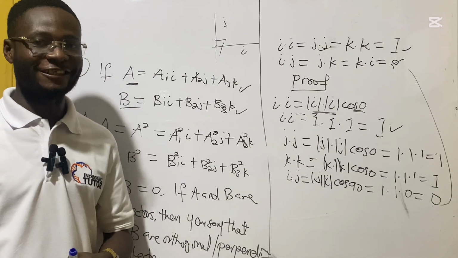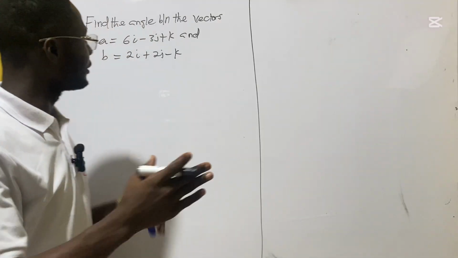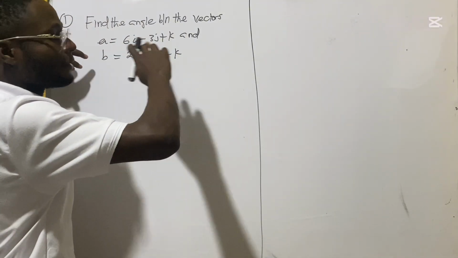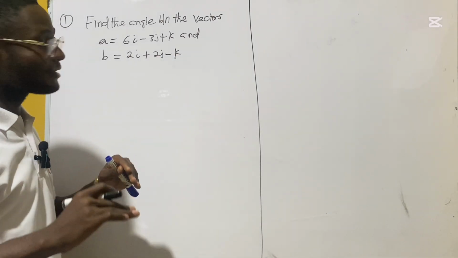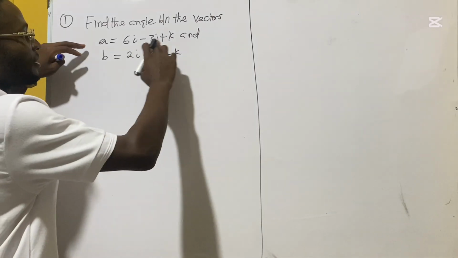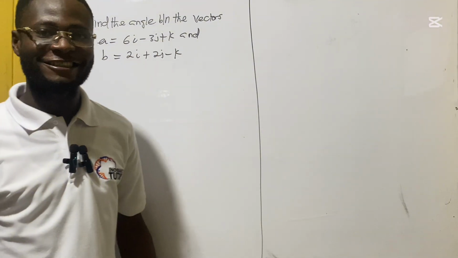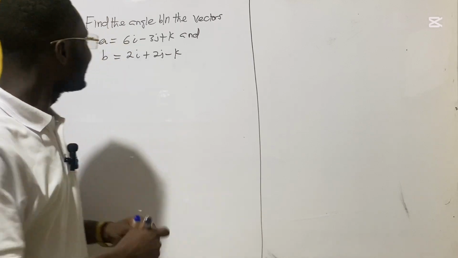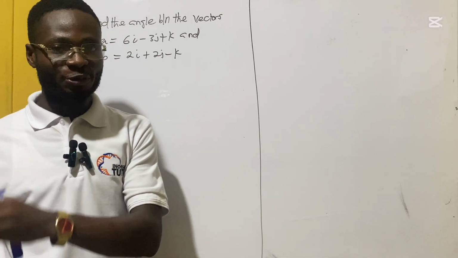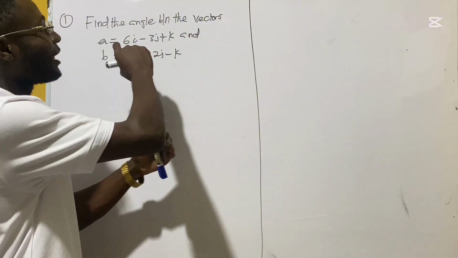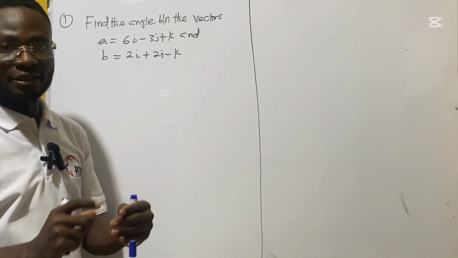So now let's start with some problems. Problem 1: we want to find the angle between the vectors A equals this and B equals that. Interesting. Here we have learned about scalar products. We know what the dot product is, and we want to find the angle between these two vectors.